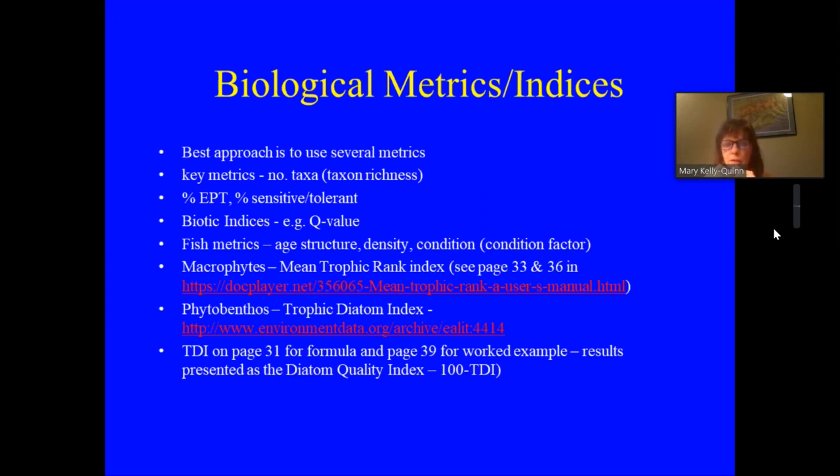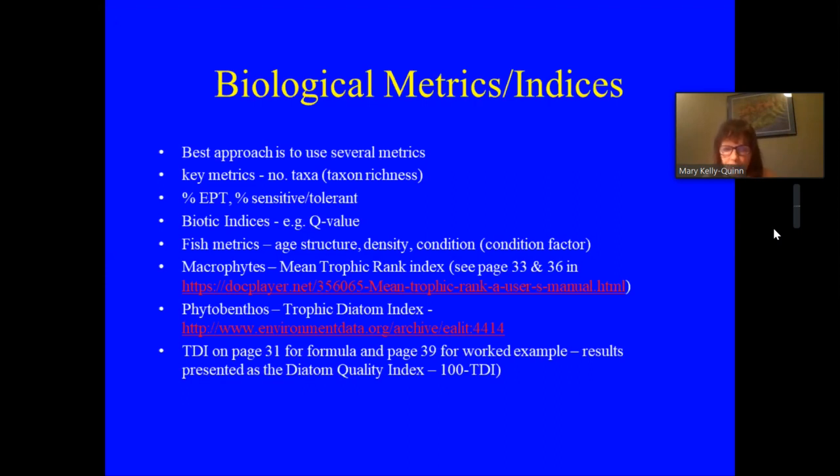With macrophytes, what you're doing is measuring the percentage cover of the different species. So you move up the stream in a zigzag pattern and record the percentage of the different species present, and that's carried out during the summer months.